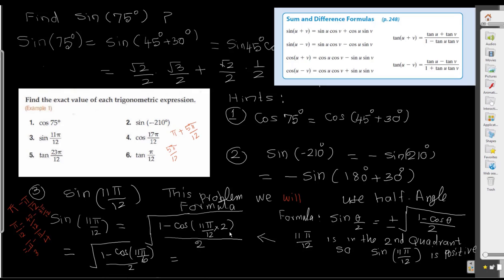So then 5 pi over 12, we have to write in some form like a difference of two angles. So I think I'm going to come up with something like 8 pi over 12 minus 3 pi over 12. So you have to play with these fractions. 8 pi over 12 minus 3 pi over 12.